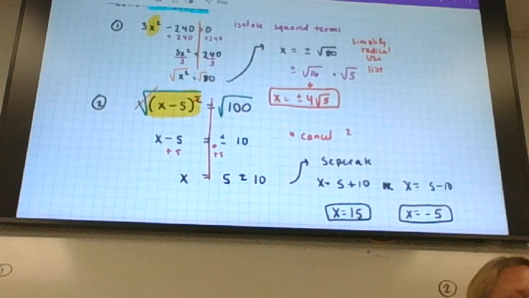It does. There are 2 answers there. It's just not written out twice. I could say x is positive 4 square root 5, or x is negative 4 square root 5. It's 2. The positive or the negative.